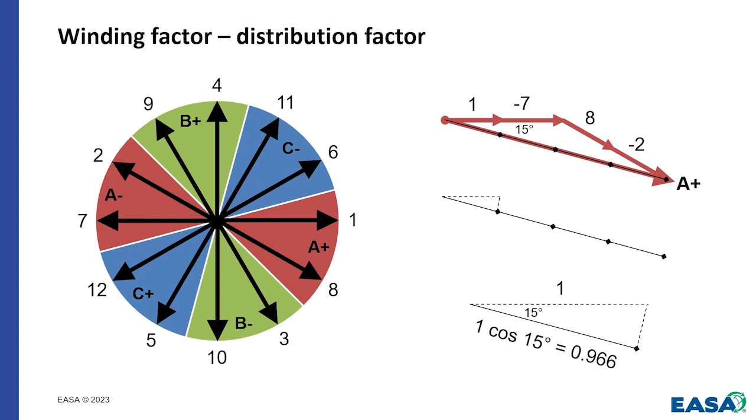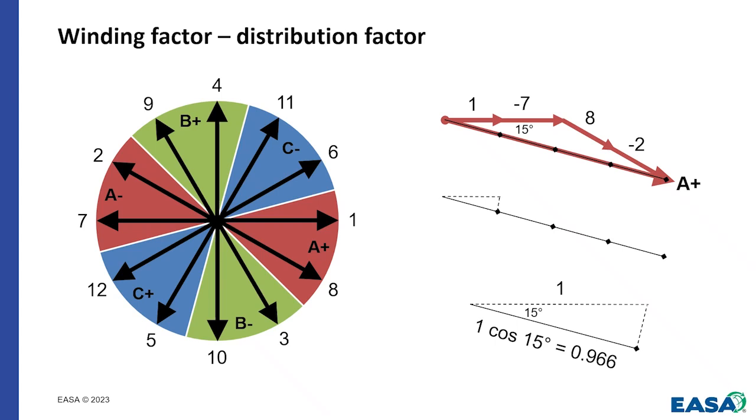We could have assigned any 4 of these coils to A phase. We could have made it number 8, number 11, number 2, and number 7. What would have happened there is that angle to get from here to here, those angles would have been all over the place, and we might have only ended up with an arrow this long. So we would have had a really low distribution factor.